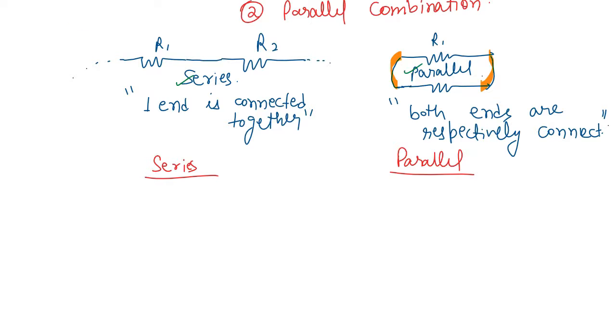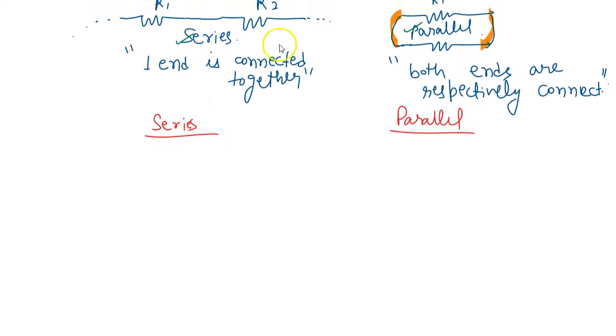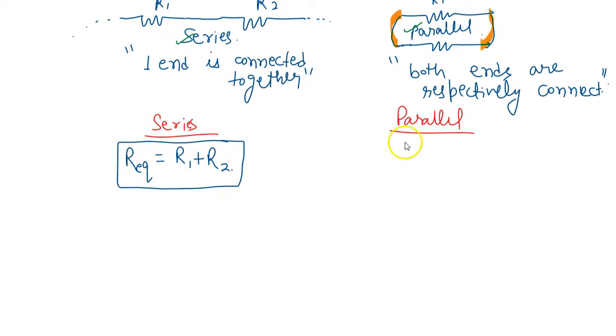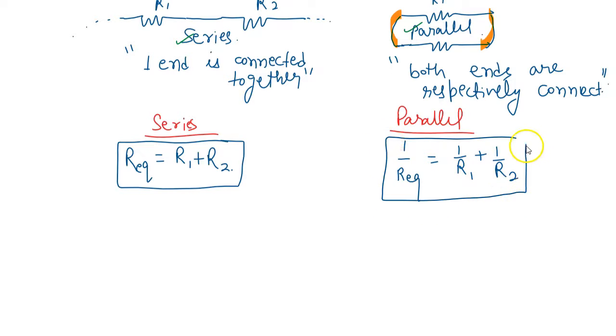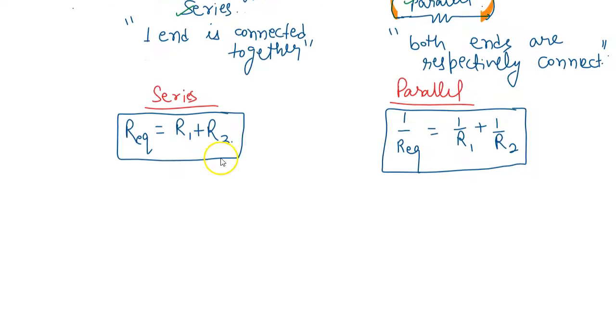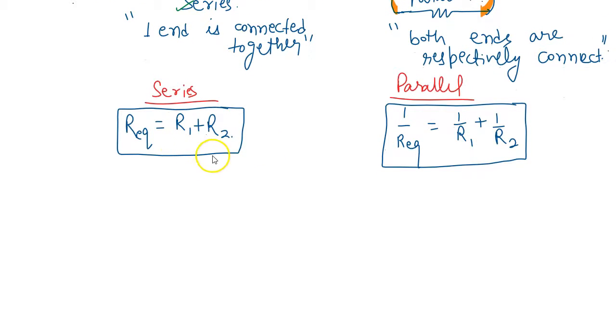So first, if we connect the two resistors in series, the equivalent or the net resistance is R1 plus R2. We will even derive this formula, but as of now let us just remember the difference. Parallel combination, equivalent resistance is given by 1 by R equivalent is equal to 1 by R1 plus 1 by R2.